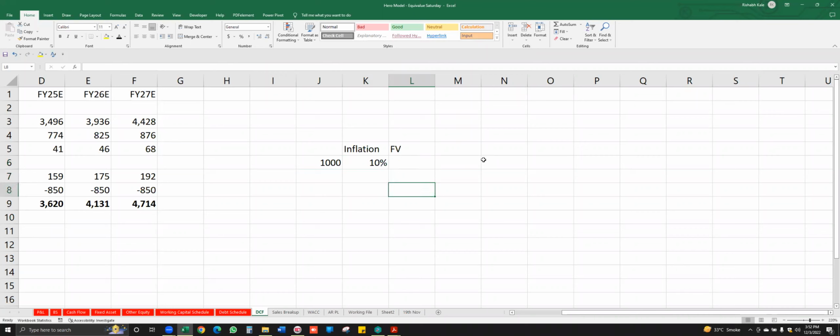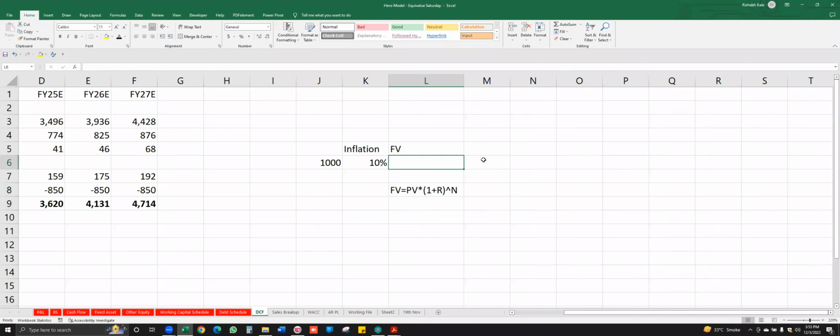Can I say this formula? Future value is equal to present value into 1 plus r to the power n, right? You know this? Everyone has learned this in school. Whichever stream or board you are from, CBSE, ICSE, even state board people have learned this. So this is quite basic. If you go and ask your younger sibling, he will tell you this, right?